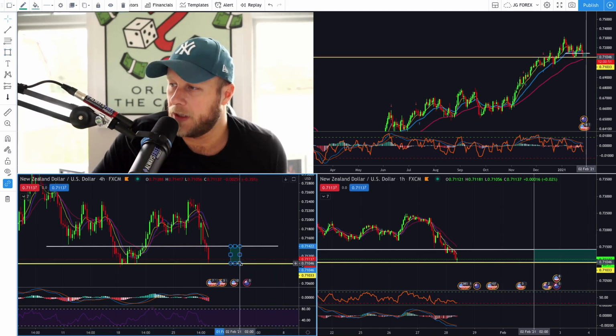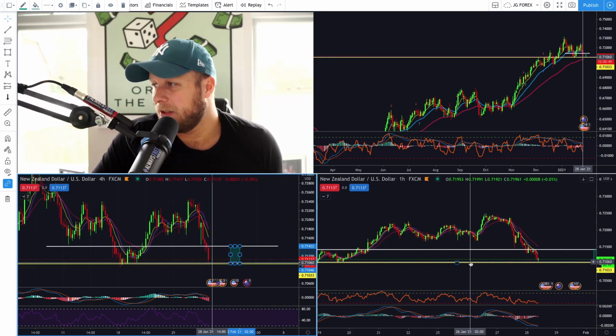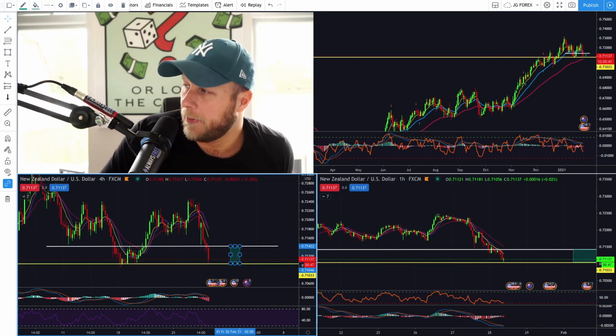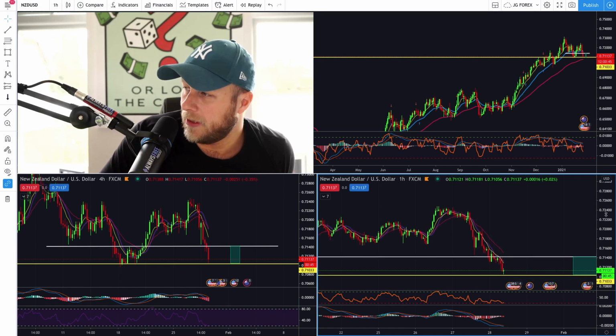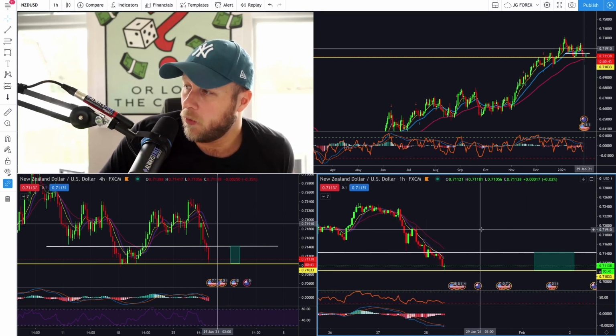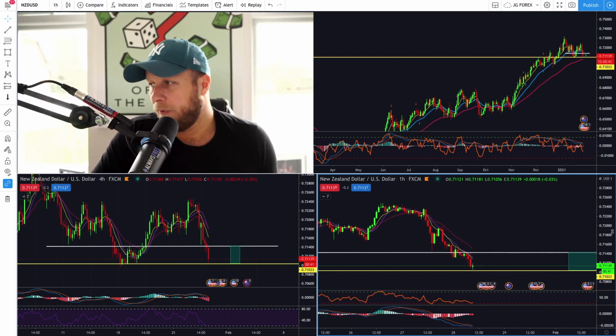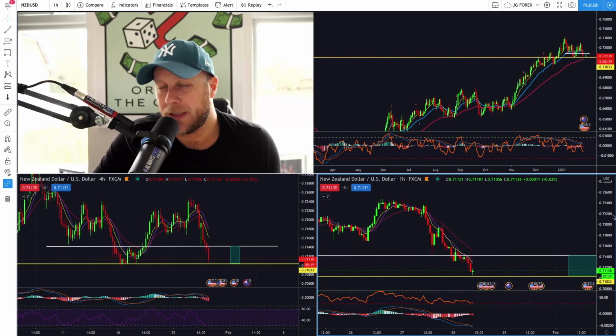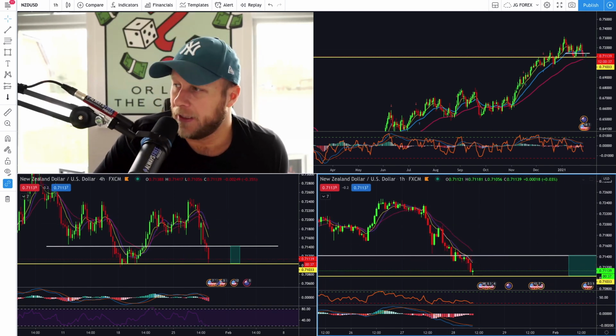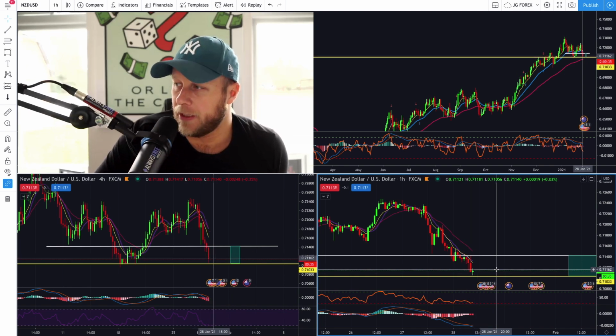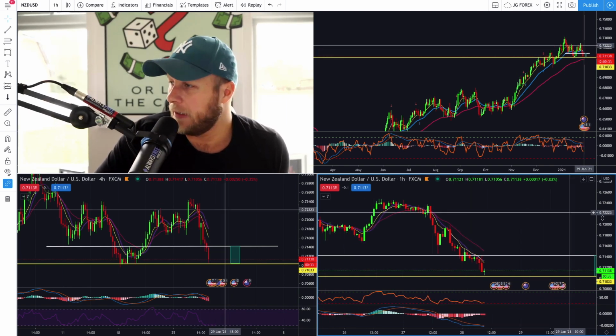Okay, this would be my target zone, and now it's just a case of going down on the lower time frame zones and waiting for a setup. So for me, this would need to be a little double bottom here. Okay, I'd need a little double bottom. I could use a 15-minute time frame entry for that double bottom.